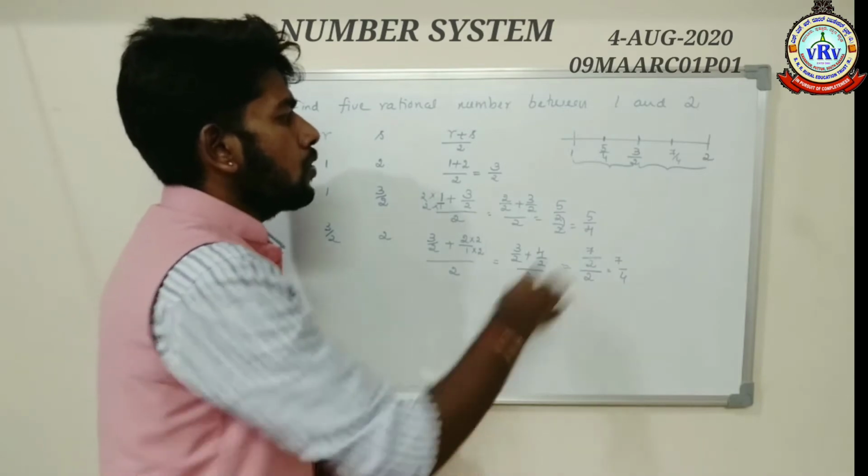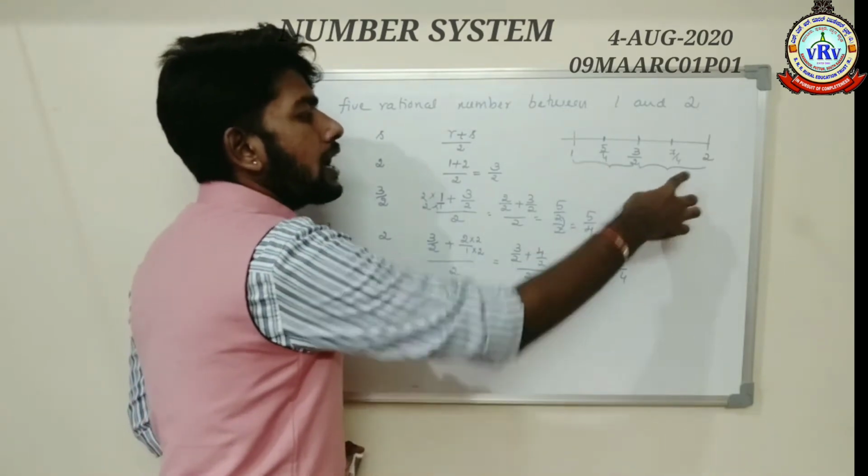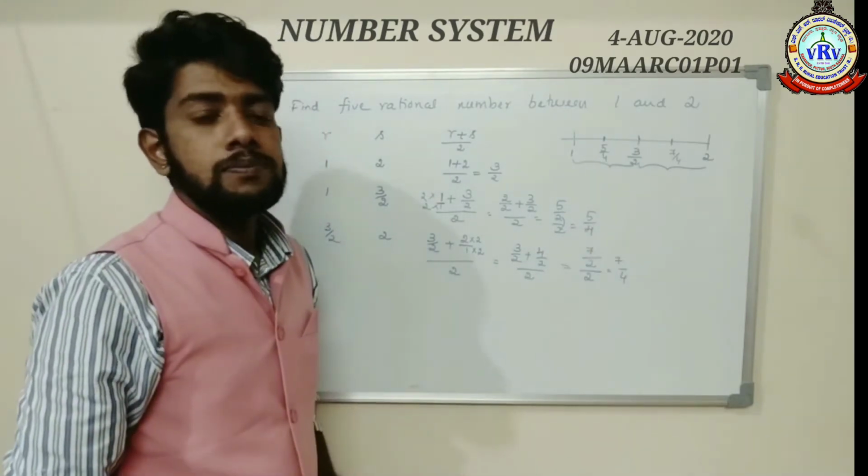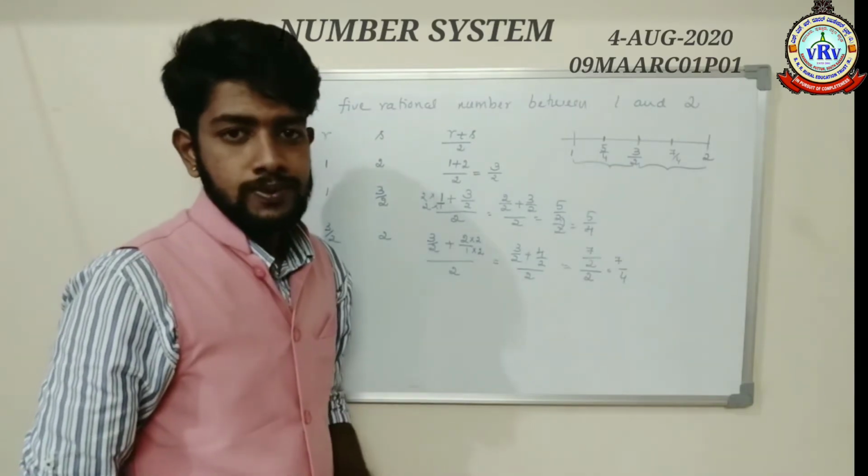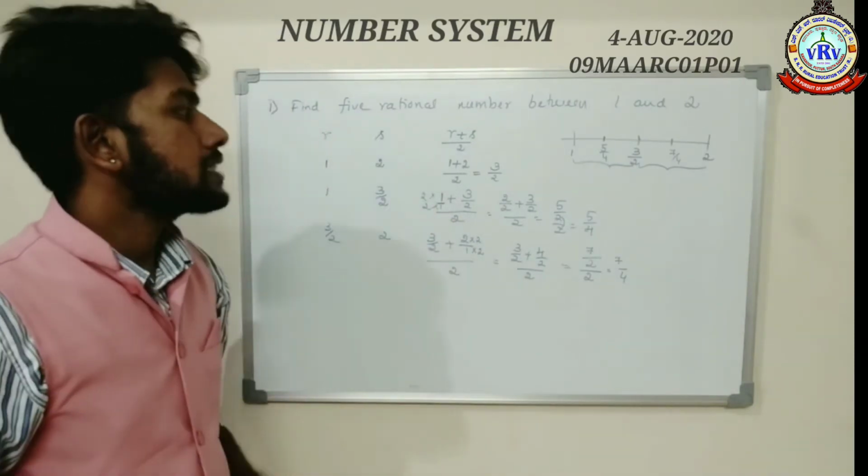Now you can see 5 by 4, 3 by 2 and 7 by 4 are 3 rational numbers between 1 and 2. Right? We require 5 rational numbers.